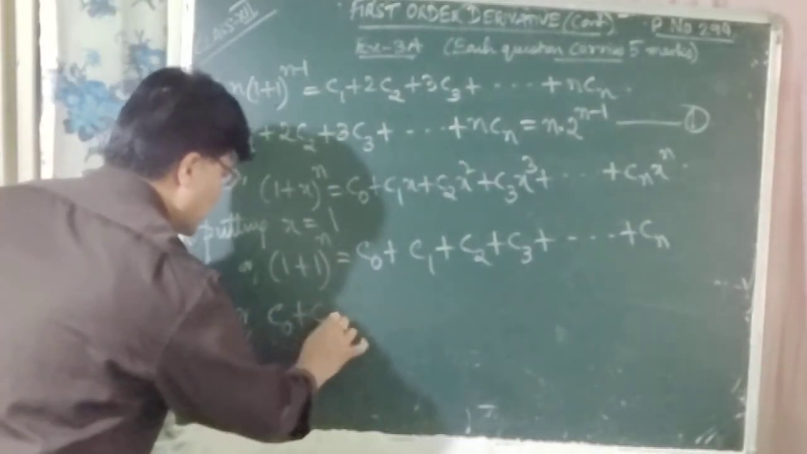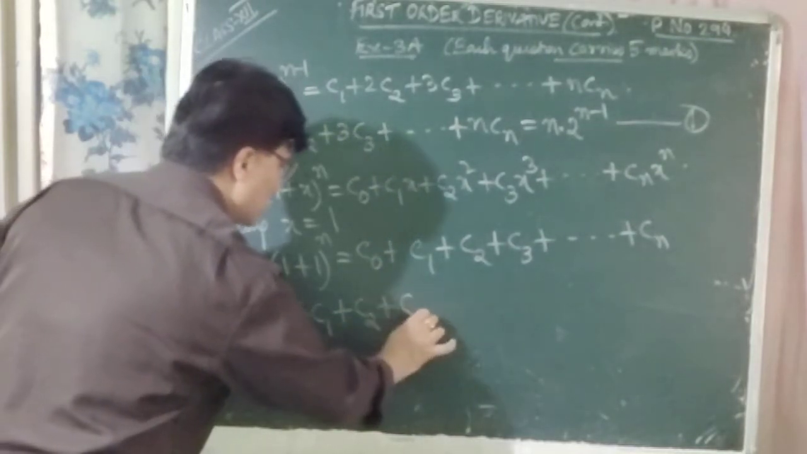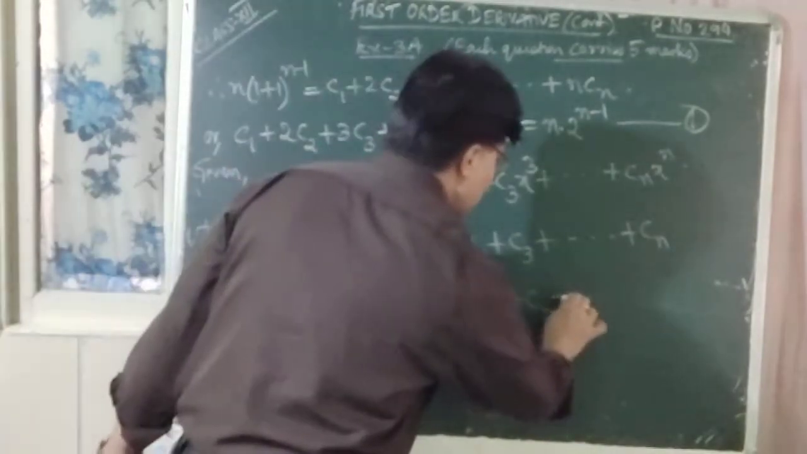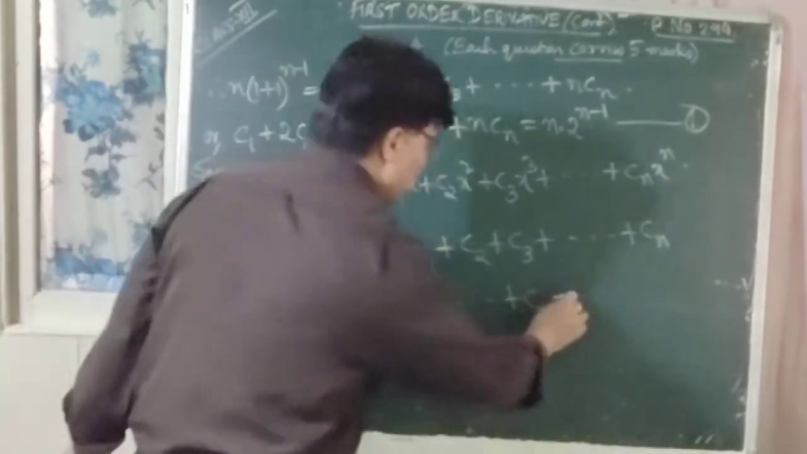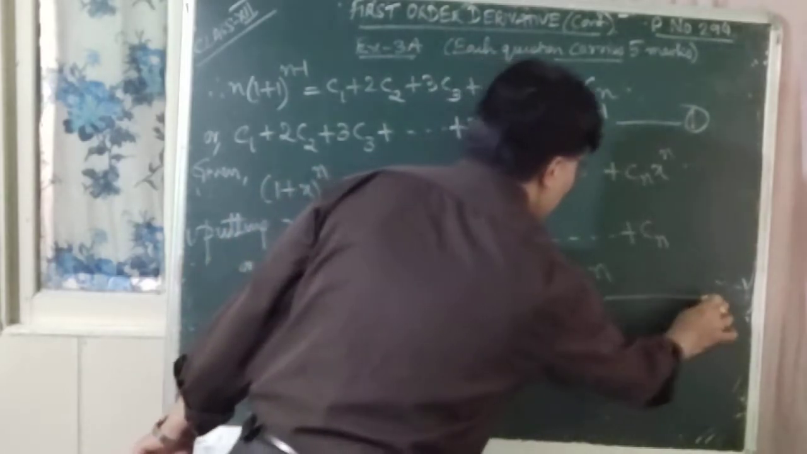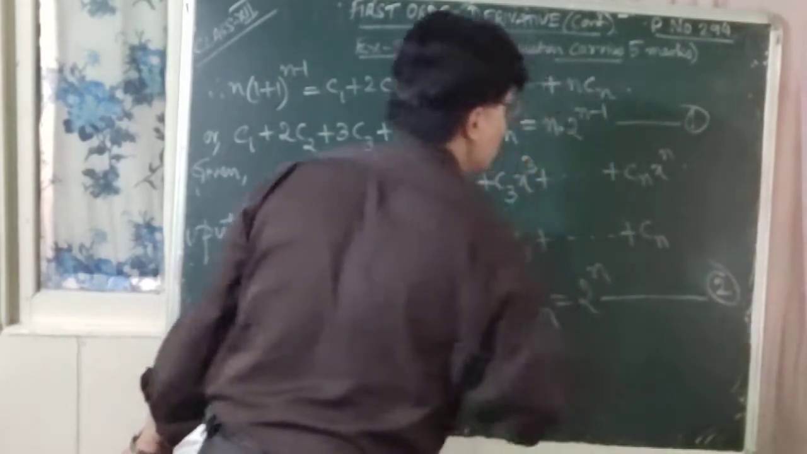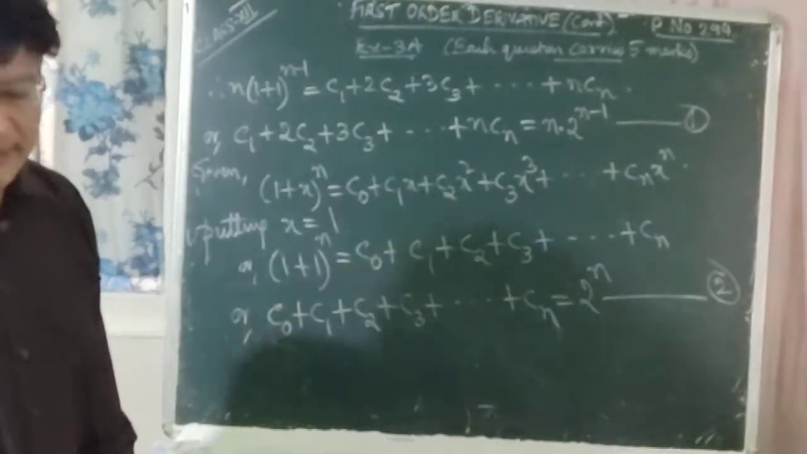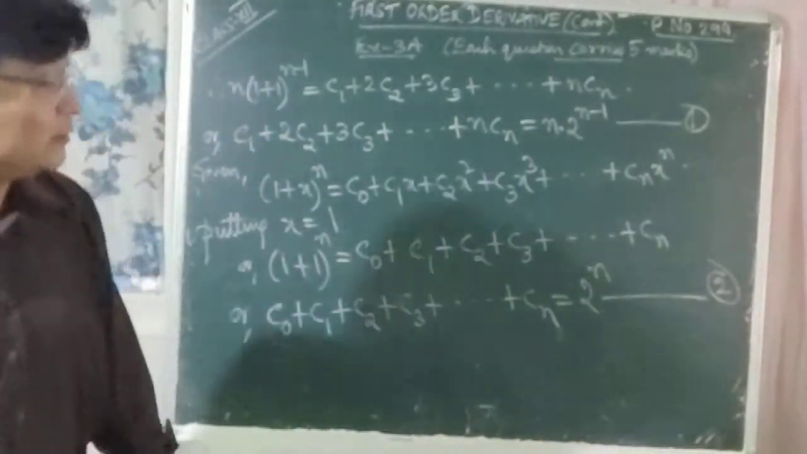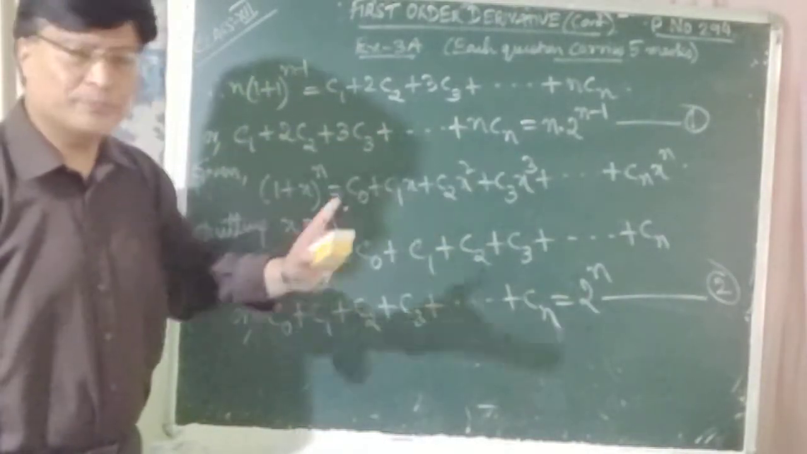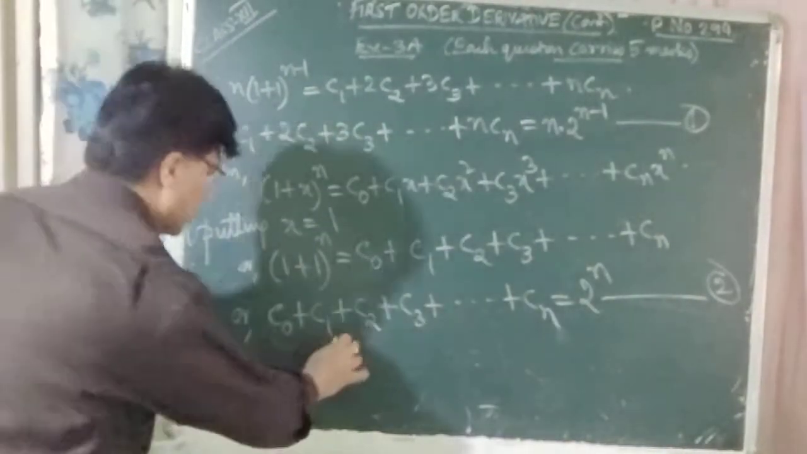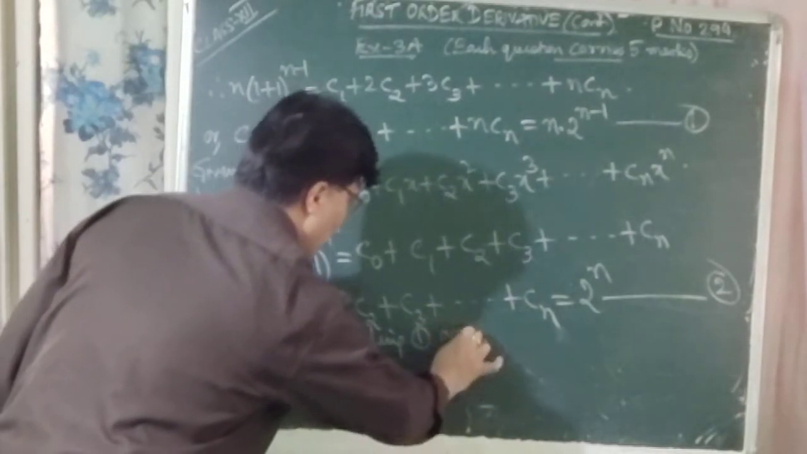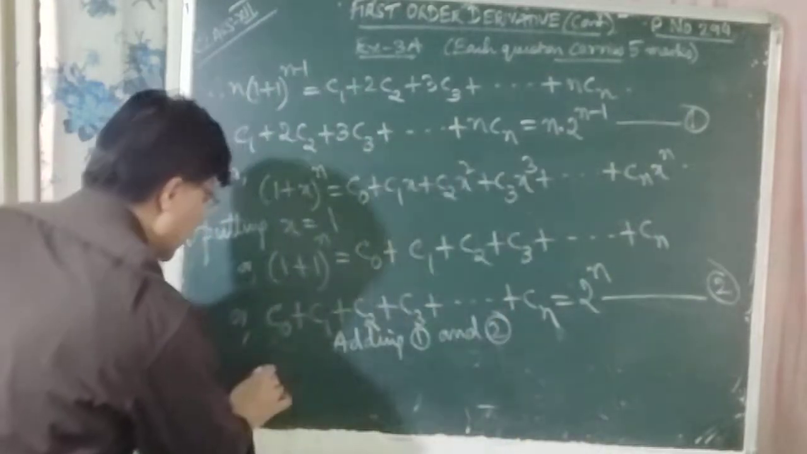So C0 + C1 + C2 + C3 + ... + Cn is equal to, on the right hand side, what is 1 + 1? It is 2^n. So let us mark it number 2. So in order to prove that relation 16 number 1, you have to add these 1 and 2. You will get the answer. Okay, so write down adding 1 and 2. So what do we get?